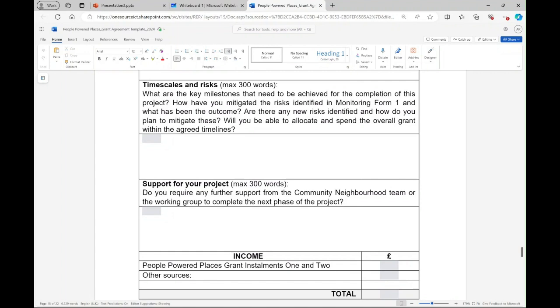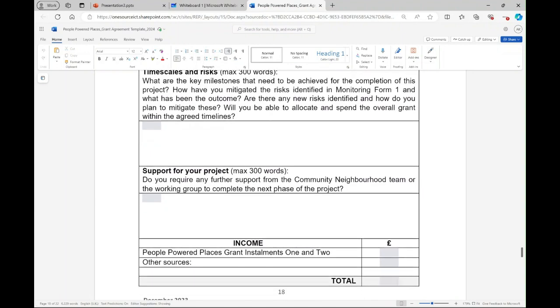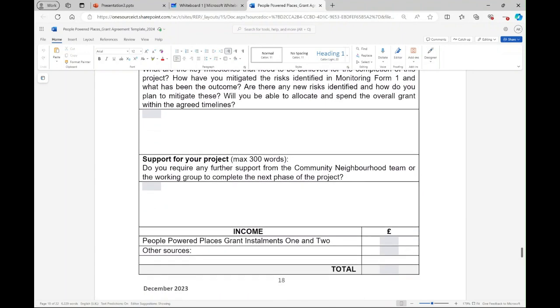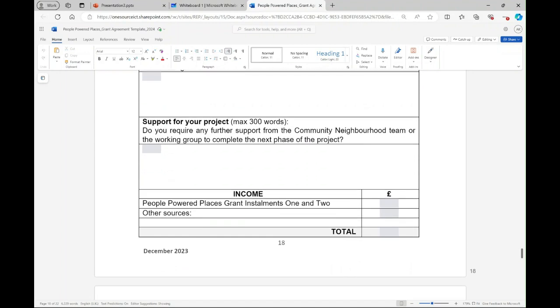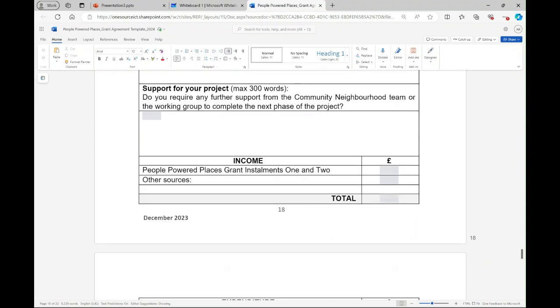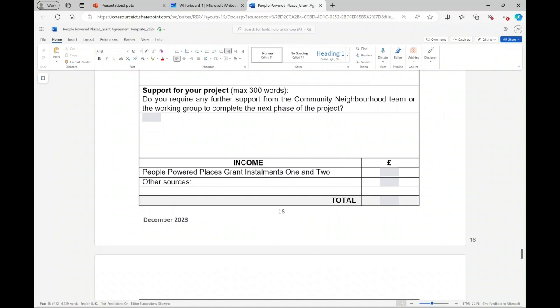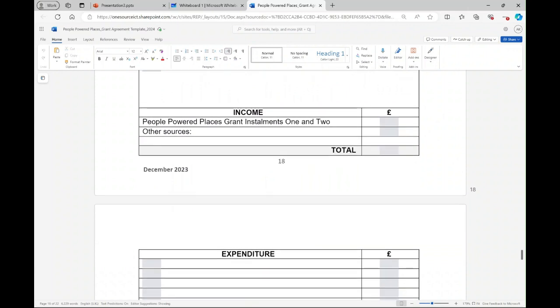And will you be able to allocate and spend the overall grant within the agreed timeframes, which is the end of December? And support for your project. This is a really good way to help flag to your community neighbourhood team or working group whether you require any further support. And please be honest, we would really like to support you to ensure that your project is completed on time.